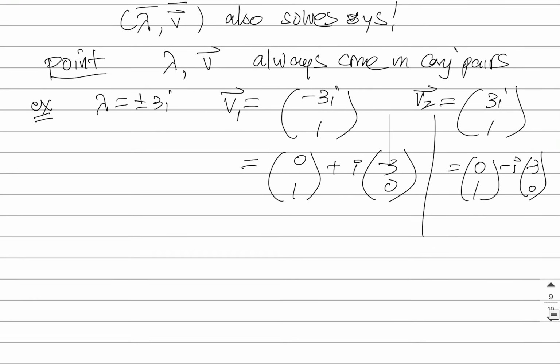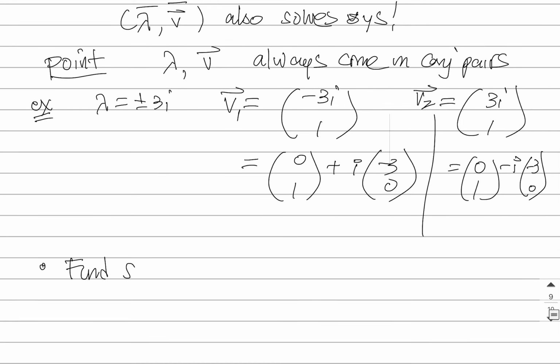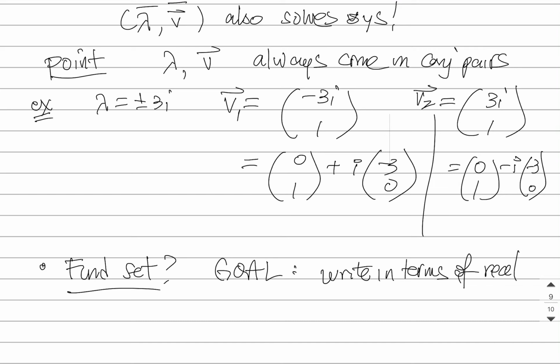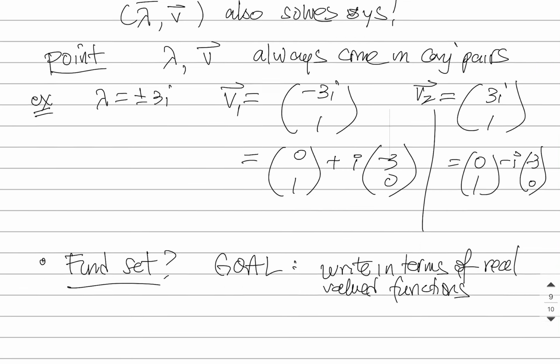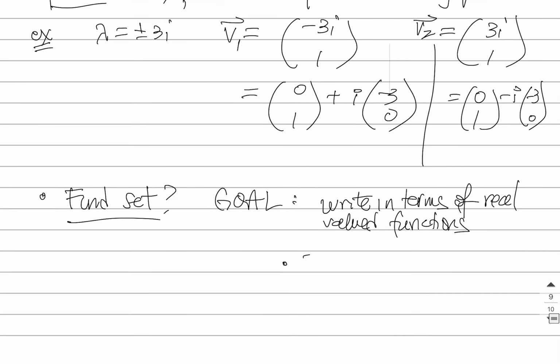So why do we care about all of this? What's the point? We want to try to figure out what the fundamental set is. And much like in the case of scalar equations, our goal is to write them in terms of real valued functions. We have complex exponentials that we want to get rid of, and that means we are going to use the Euler formula.